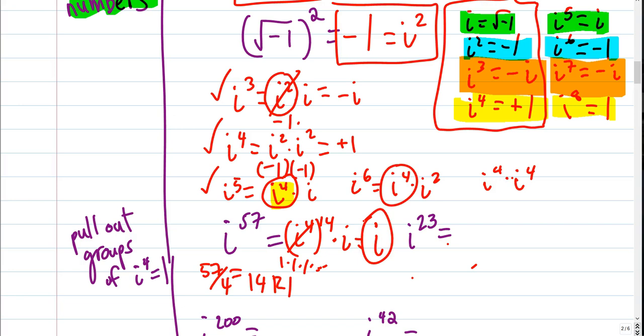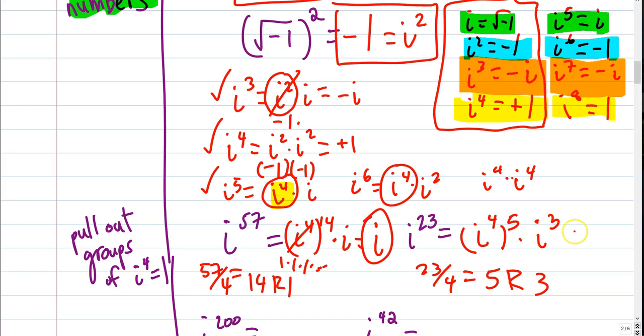Pull out the groups of 4 and figure out what's left over. What is i to the 23rd? Pull out groups of 4. What is 23 divided by 4? 5, with what remaining? So it's really i to the 4th 5 times. 1 times 1 times 1 times 1, but those don't really matter. What's remaining is 3 i's. I go to my table, i to the 3rd is negative i.